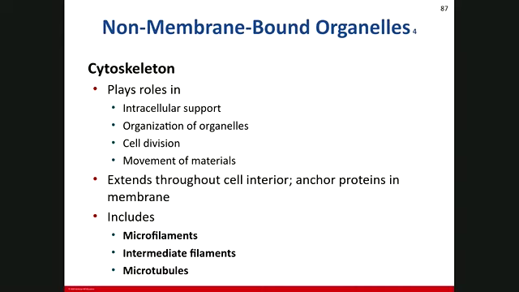The other non-membrane-bound organelle is the cytoskeleton. It plays a role in intracellular support, organization of the organelles, cell division, and movement of organelles. And they are located in all internal parts of the cells, and they attach to the anchoring proteins which we have in the cell membrane. They are divided into three groups. One of them is called microfilament. One is called intermediate filament, and the last one is called microtubules.